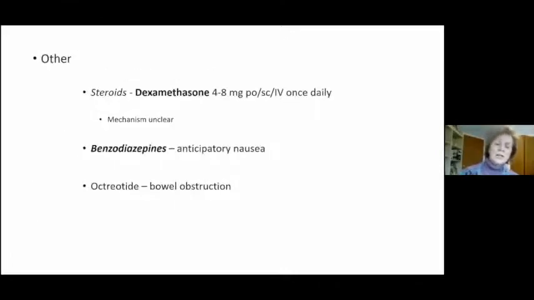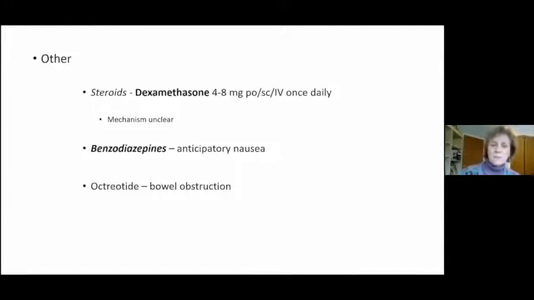Other medications can be useful. Steroids, so dexamethasone is widely available and available in a variety of routes, can be really helpful. The exact mechanism of how it works in nausea and vomiting is unclear. If somebody's got a brain metastasis and swelling, you can reduce the swelling around the brain metastasis, and that can help reduce the nausea and vomiting.